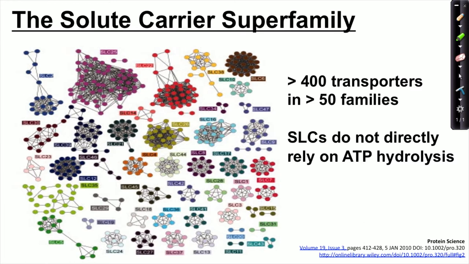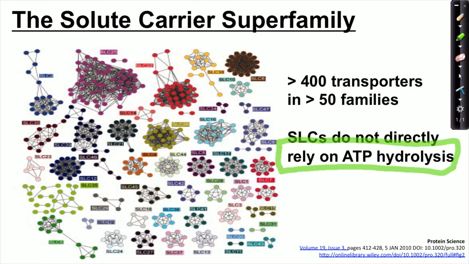These solute carrier superfamily transporters are all facilitated transporters in one way or the other. They may be uniporters, as I showed you on the previous slide. They may be antiporters or symporters. So they may move their substrates against a concentration gradient in accordance with a gradient of, for example, a sodium ion gradient, like the serotonin transporter. But they do not rely directly on ATP hydrolysis. So they are not ATP binding cassette family members. They are distinct from that major superfamily, which I'll describe in a minute.